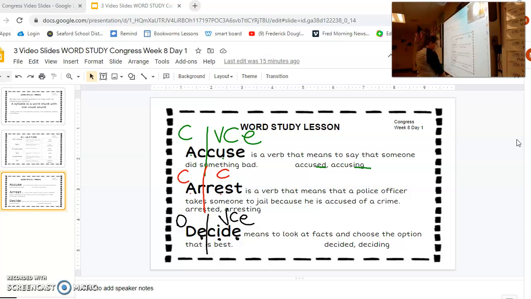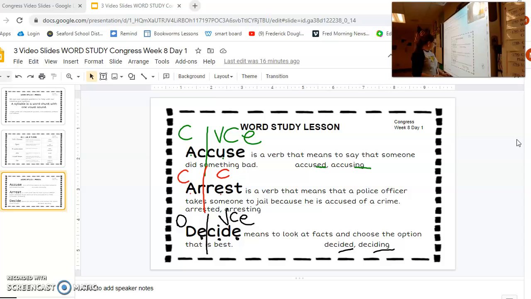Decide. And when you decide, it means you look at the facts and the details and you make your own decision. What is best, right? You decide what's best. When you add the suffix ed and ing to the word decide, just like in the first word, you drop the e and add ing or ed: ed in the past tense, ing in the present tense.